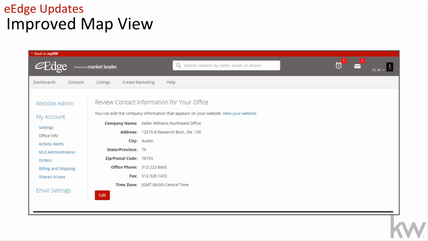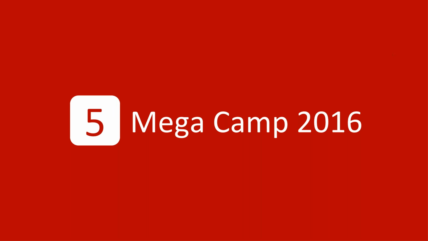And then lastly, you'll notice that your office information, what was it called? Site info, I think they changed to general info, is now called office info, because that's really what it is. It's the office information. Those are the Edge changes. Let me know if you have any questions about that.